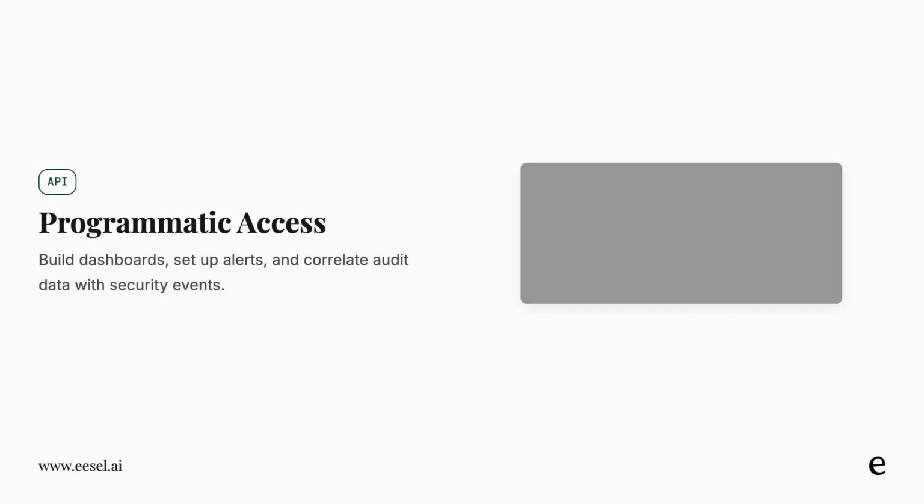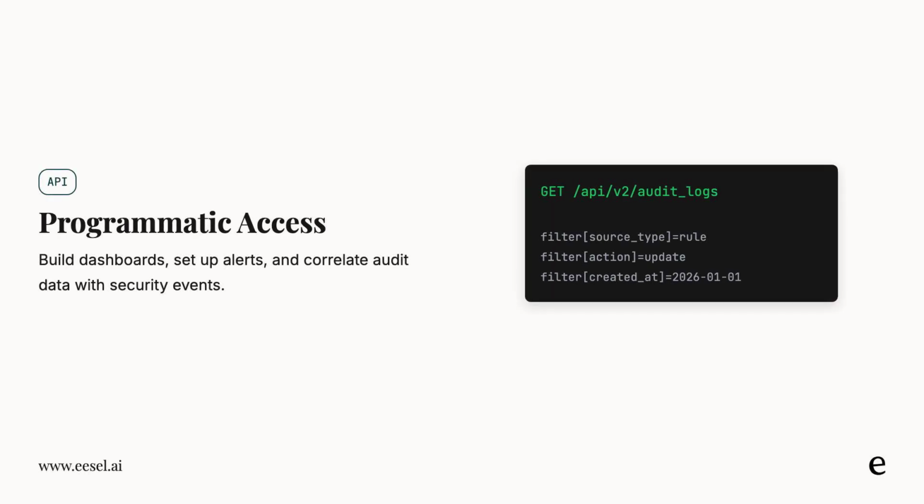For teams that need automated monitoring, the Zendesk API gives you full access to audit logs. Build custom dashboards, set up Slack alerts on rule changes, and correlate audit data with security events programmatically.